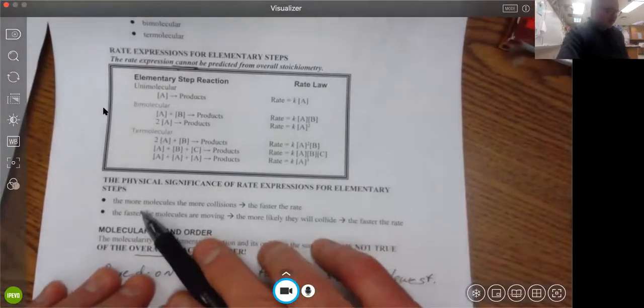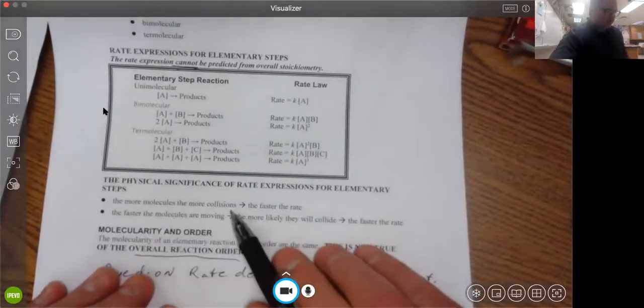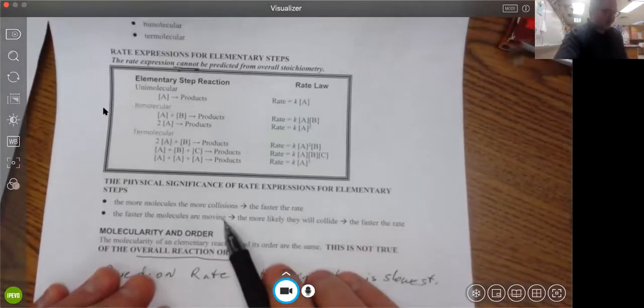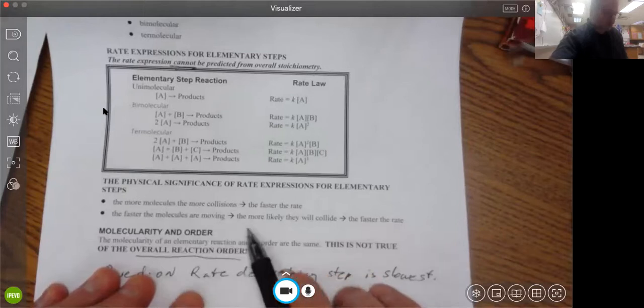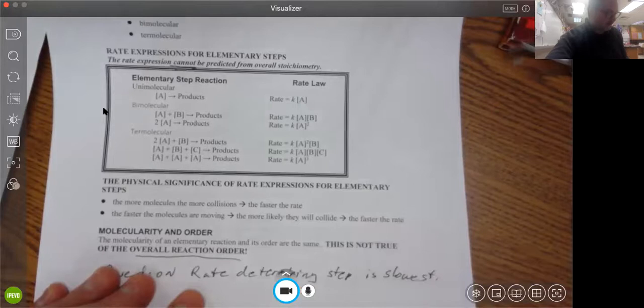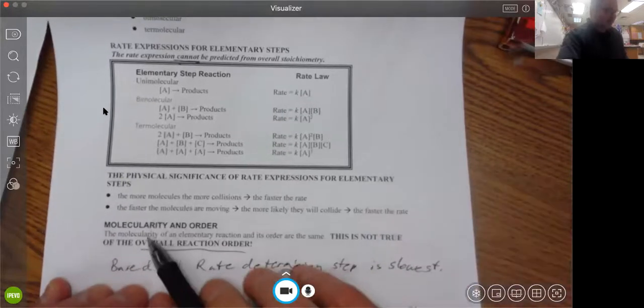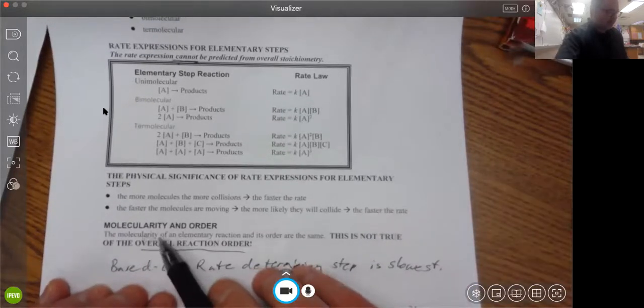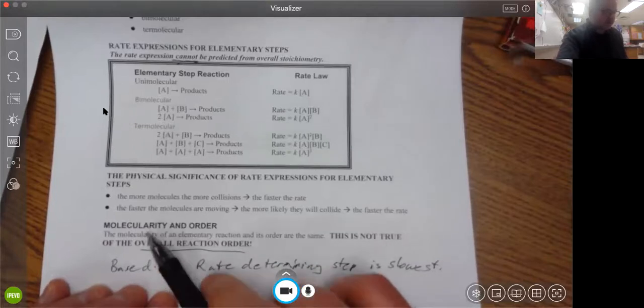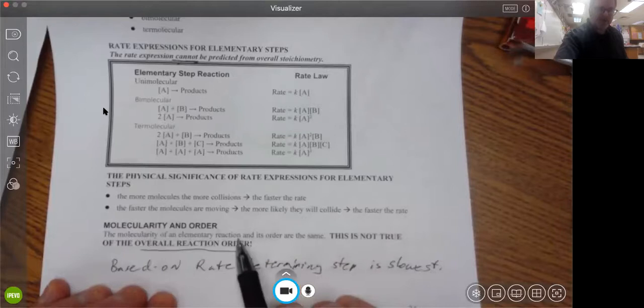So we know that the more molecules, the more collisions, the faster the rate. The faster the molecules are moving, so the higher the temperature, the more likely they will collide with enough energy, and the higher the rate. Keep in mind again, the molecularity of an elementary reaction is its order. This is not true for an overall reaction, since we're talking about elementary reactions here.